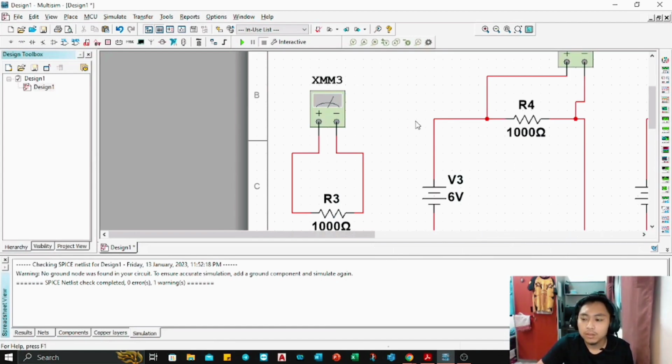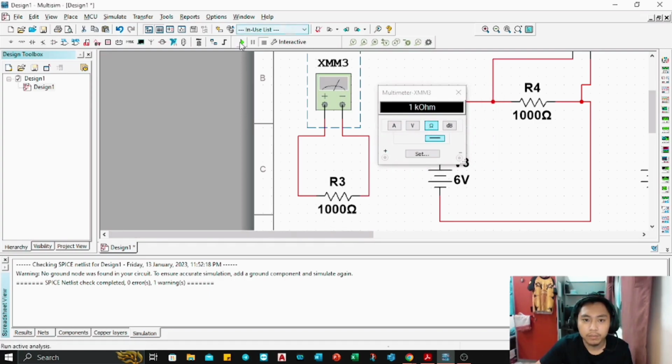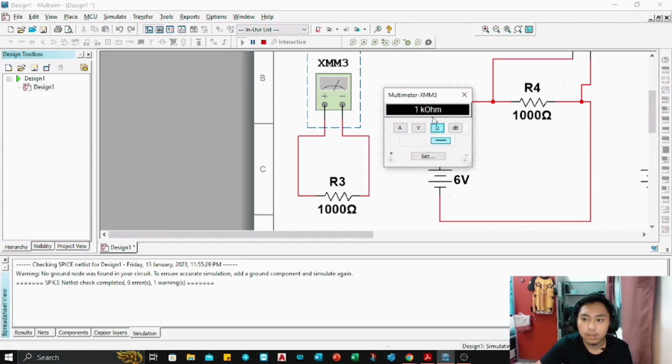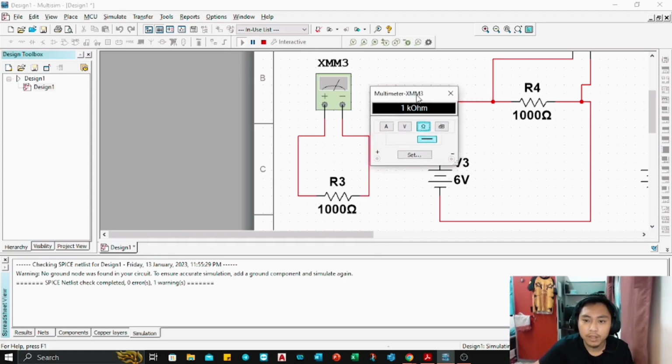Today I will show you the application of the multimeter by using Multisim. First of all, I will show you how to measure a resistance. Assume that we don't know the value of this resistance. Click the multimeter, set it to ohm, and then run. We see that the value of the resistance is 1 kilo ohm. This is how we measure resistance using a multimeter in Multisim.